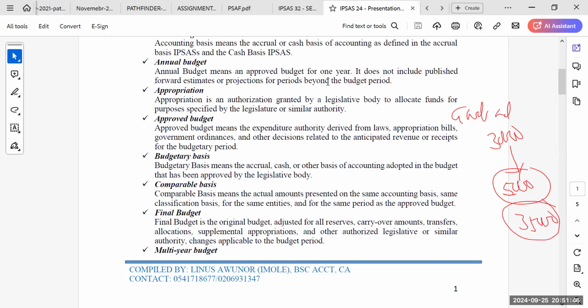So the actual budget that has been used for the year or approved for the year is what we call the final budget. So the final budget is the original budget adjusted for all reserves and carry-over amounts.